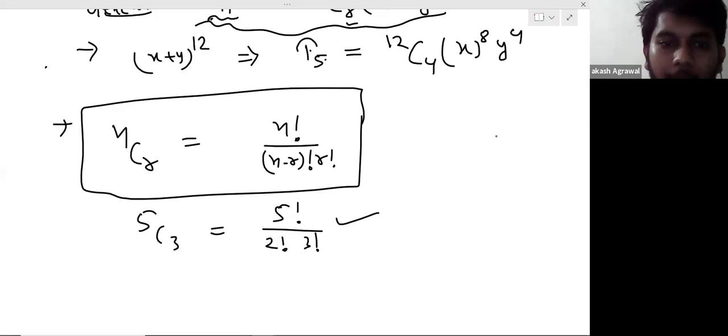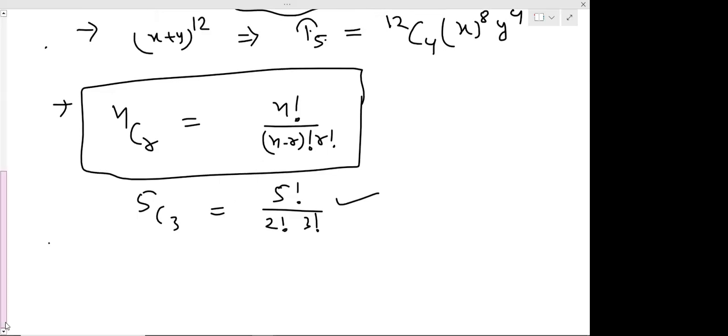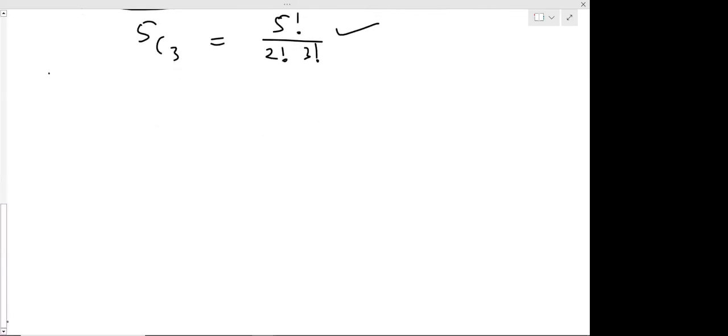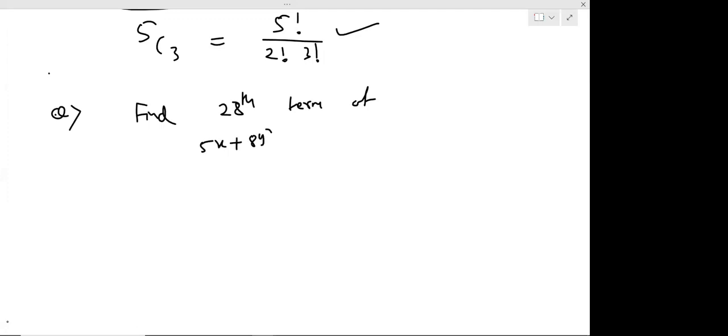So one question for you. Find the 28th term of (5x plus 8y) to the power 30. You can do this?